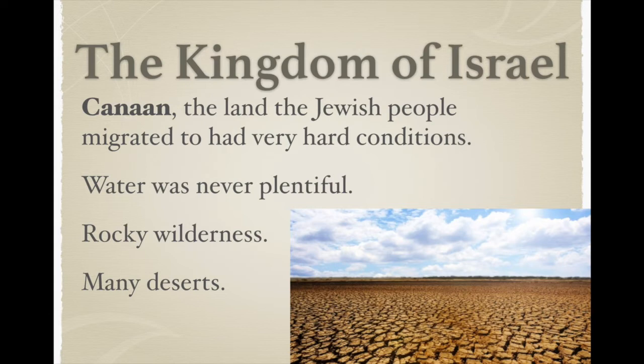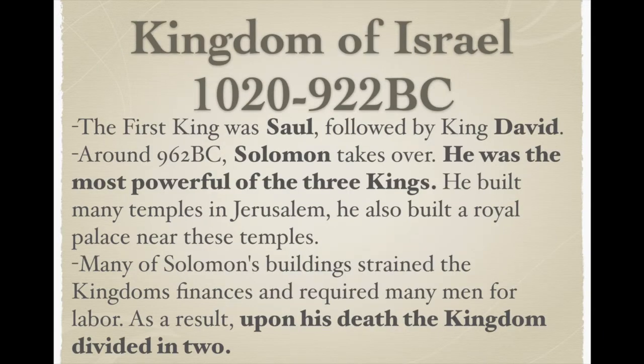So he begins the first kingdom of Israel on the land of Canaan. As I mentioned earlier, there's not much water, it's very dry, there's lots of deserts, but nonetheless, the first kingdom is created around 1000 BC, it's roughly 3,000 years ago. So the first king was Saul, followed by King David, and the third was Solomon, who's perhaps the most famous of the 3 kings, because during his time, the Hebrew people were able to build many temples in Jerusalem.